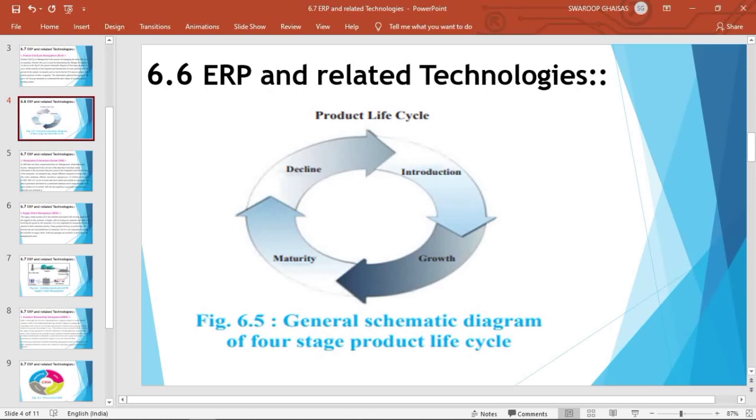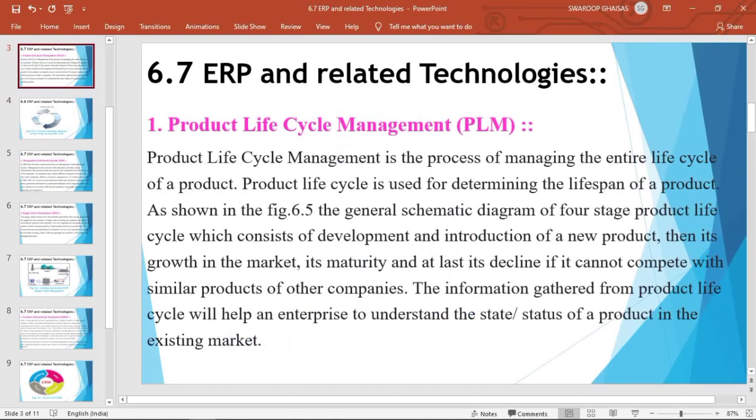And after some time, the product will decline from the market. That is, customers will not choose to buy that certain product. Why? Because maybe that product is not satisfying their needs, or it is not competent with similar kinds of products. Then that product will decline from the market. So this is the life cycle of any product which gets introduced in a market. That is, the product is developed and introduced, then its growth, maturity, and at the last it declines from the market. So this product life cycle helps us to determine the lifespan of a product.